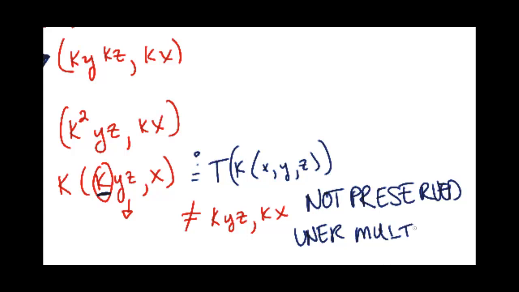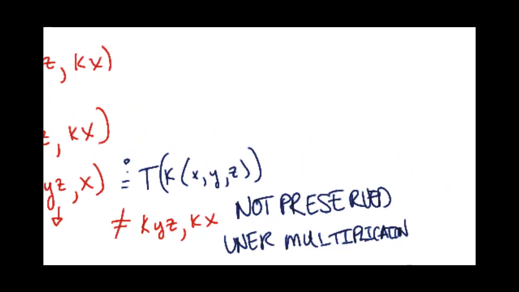Now make sure you don't forget to write the last step, the most important step. Some people do all this work and say it's not preserved under one or the other, but then forget to say therefore not a linear transformation.